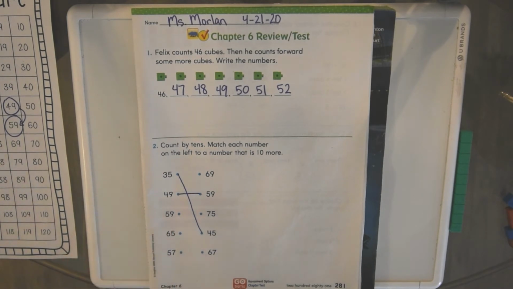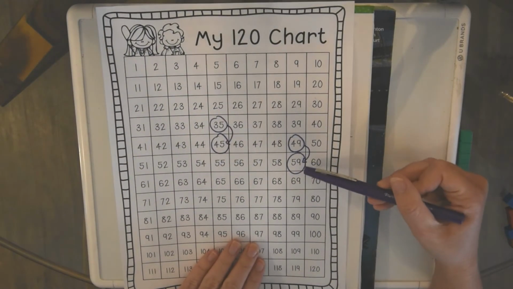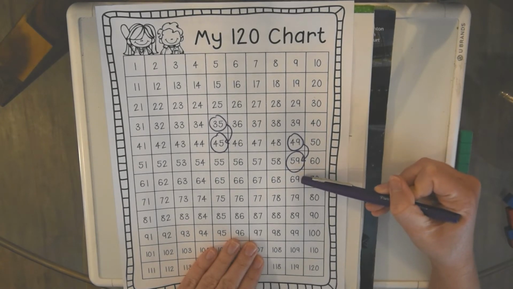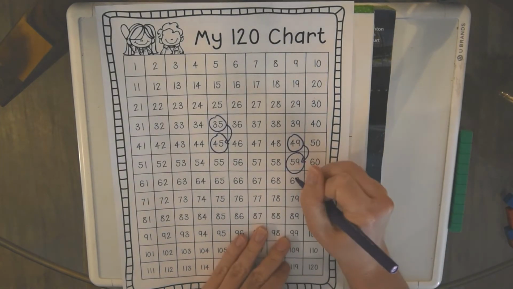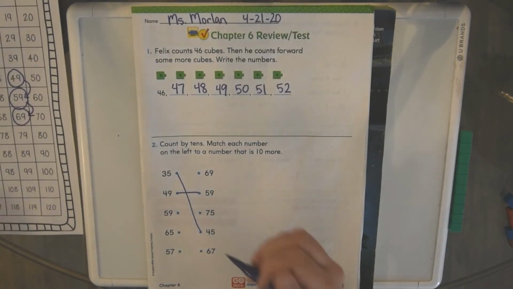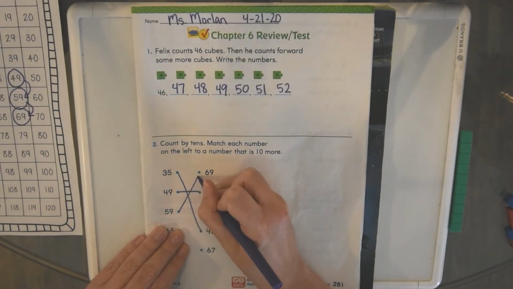Okay, let's go on to 59. Okay, 59. Oh, we were just at 59, right? But now we want 10 more than 59. So we're going to go down 1. What number is that? 69. Right? 69 is 1 more 10 than 59.